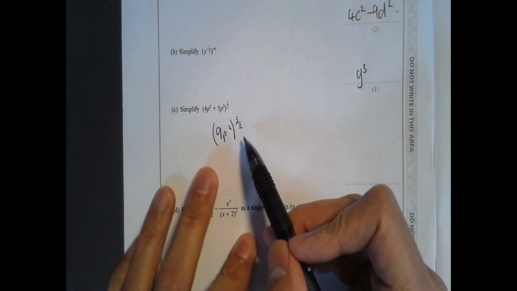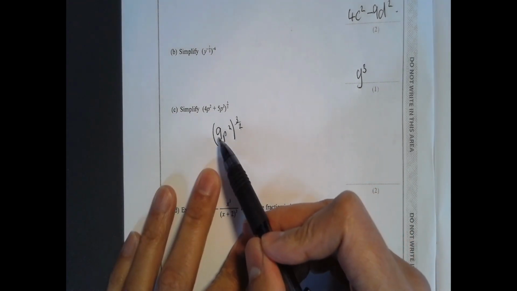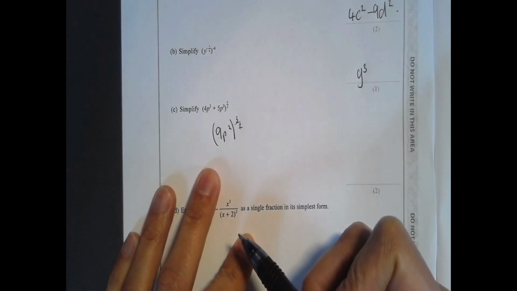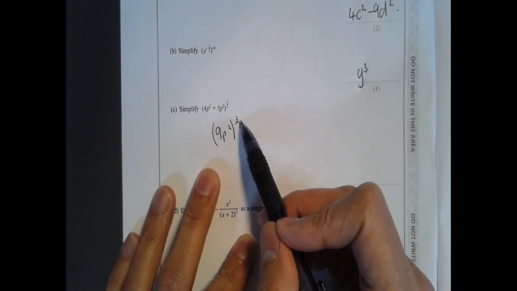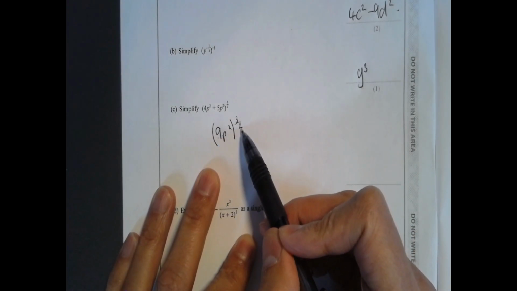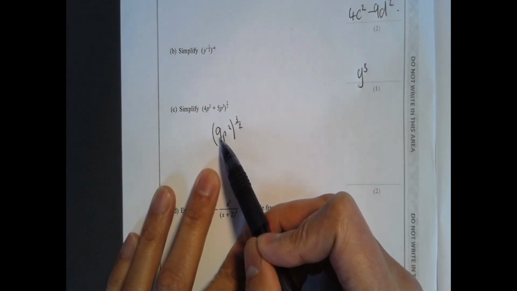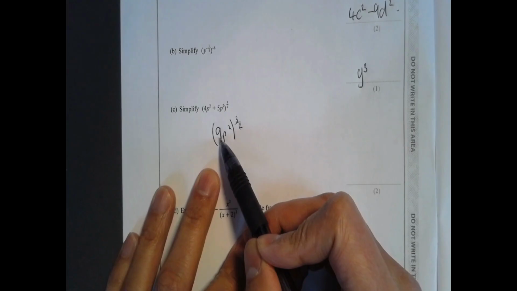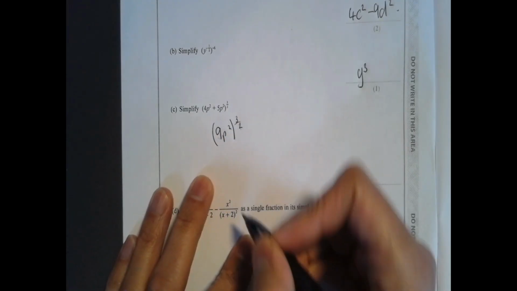Okay, so this is where I need to be careful, because that means I need to do 9 to the power of 3 halves, and I also need to do p squared to the power of 3 halves. So 9 to the power of 3 halves, that number there is telling me to square root the 9, and then I want to cube it. So the square root of 9 is 3, I then cube the 3, and that gives me 27.